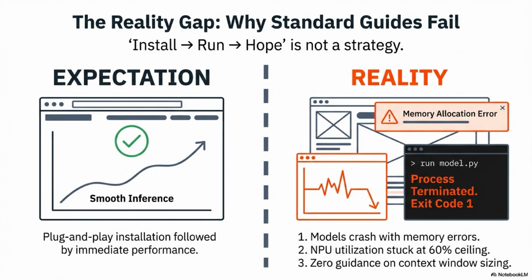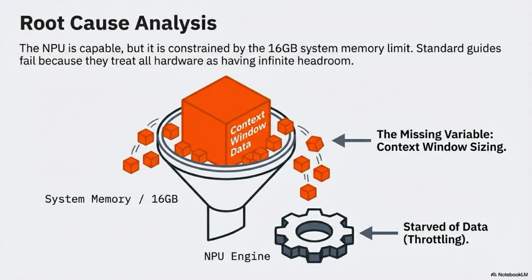The install guides say, install FastFlowLM, run your model, everything works. In reality, memory allocation errors, process terminated, exit code 1, then the NPU loads, but it's capped at 60% utilization. Nobody explains why. The missing variable is context window sizing. When it's too large, the NPU starves for data and throttles down. Standard tutorials fail because they assume infinite headroom.